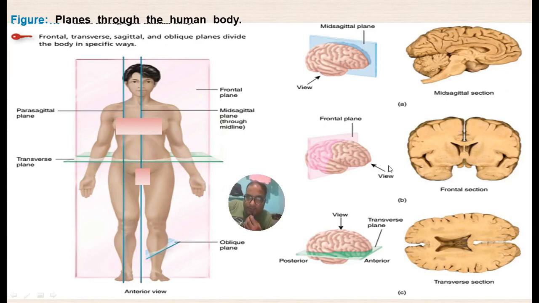Similarly, if you are viewing the brain from the top, and the transverse section is cut from this plane, this one is the anterior portion of the brain and this one is the posterior portion of the brain, and you are sectioning this brain via the transverse plane. So you are seeing it from the top. The brain will look like this structure when you are seeing it from the top, and this section is called the transverse section.